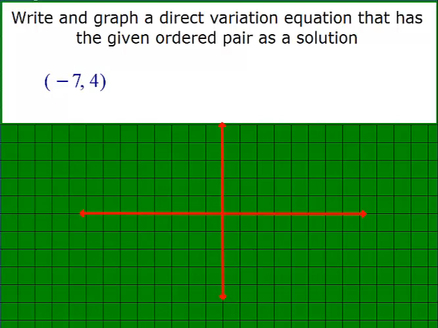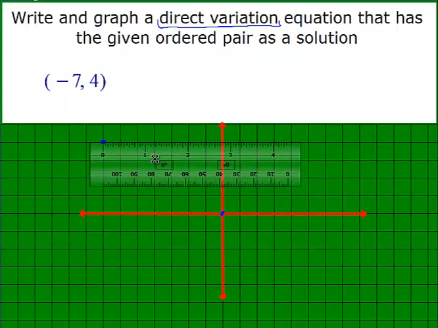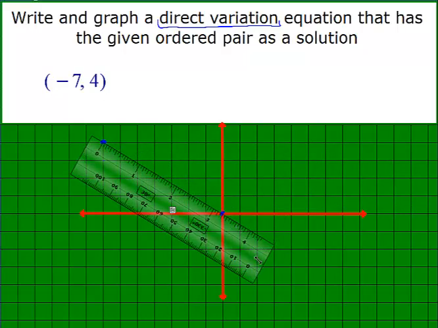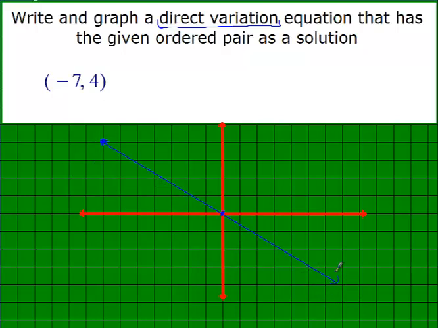So, I've said write and graph a direct variation equation that has the given ordered pair as a solution. Any ideas where to start? I know my graph is going to pass through (0, 0) because it's a direct variation. It says direct variation, so we know that the b is 0. And then what's the other point? Negative 7, 4. 1, 2, 3, 4, 5, 6, 7. 1, 2, 3, 4. So if I gave you this line and said find the equation to get here, any ideas on how I would do that?